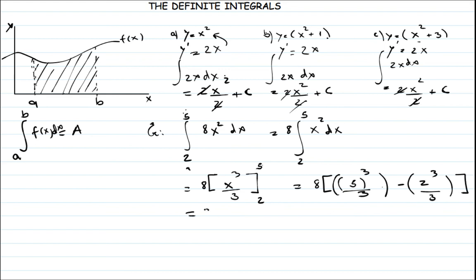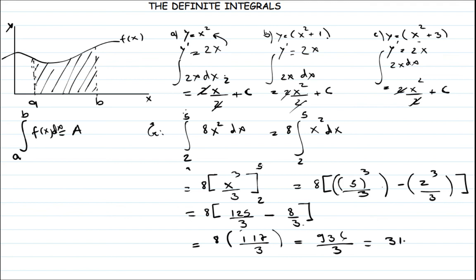Now with this you're going to get 8, and here you have 5 raised to 3, which is 5 raised to 2, which is 25, times 5, so this is going to give us 125 for this first member divided by 3, minus 2 raised to 3, which is 2 raised to 2 times 2, so this is going to give us 8 divided by 3. This is a common denominator, so we have 125 minus 8 divided by 3, and this is equal to 312.